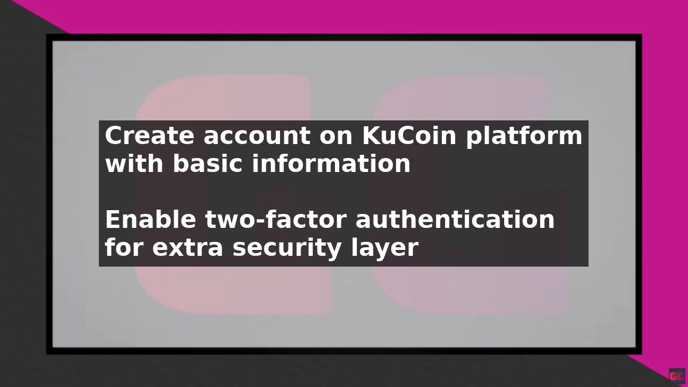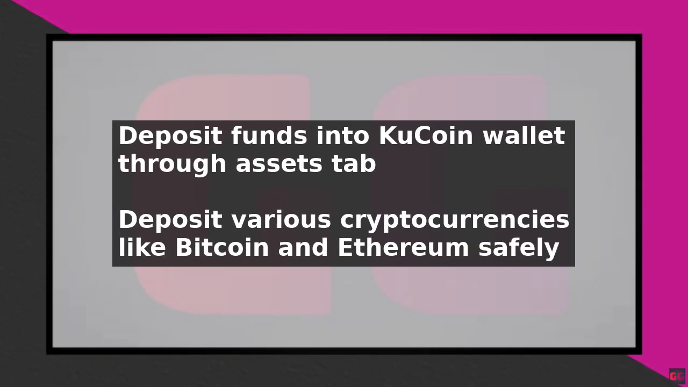After setting up your account, you will need to deposit funds into your KuCoin wallet. You can do this by clicking on the Assets tab and selecting the deposit option. You can deposit a variety of cryptocurrencies, including Bitcoin, Ethereum, and USDT. Make sure to use the correct deposit address to avoid losing your funds.